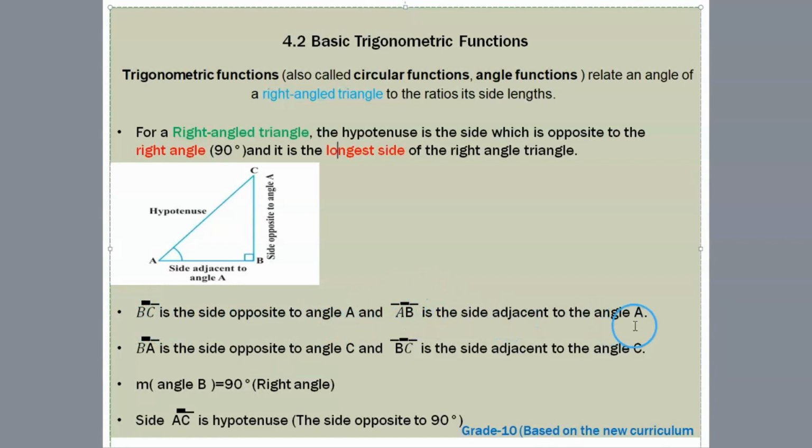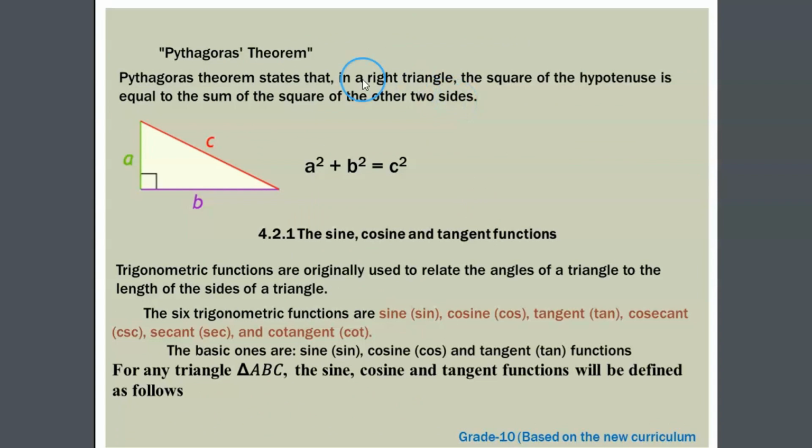So let us continue our discussion. The other one, let us discuss about Pythagoras theorem. Pythagoras theorem stated that in any right angle triangle, the square of the hypotenuse is equal to the sum of the squares of the other two sides.